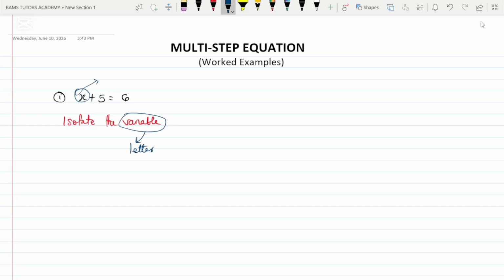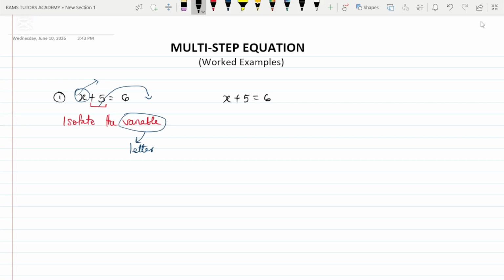So by isolating the variable, I need to take out this one here. If I can remove this one to the other side, then I have isolated the variable. I'll bring it here. And that's exactly what we do in the multi-step equation. We make sure that the variable stands alone. So what does that mean? I'll have x plus 5 equals 6.